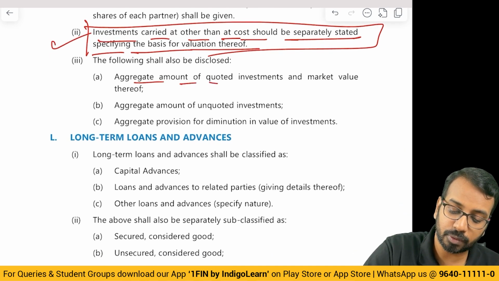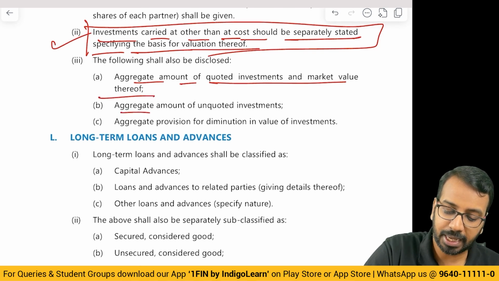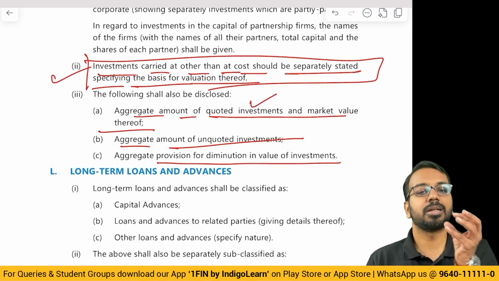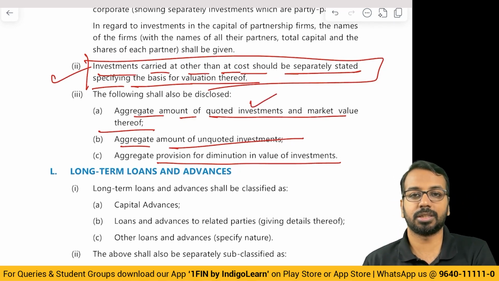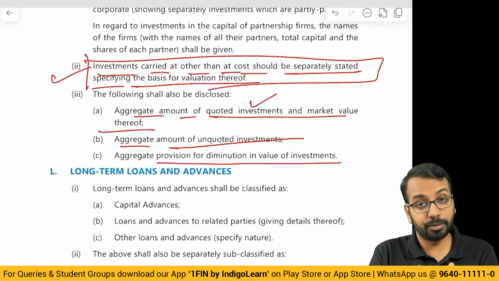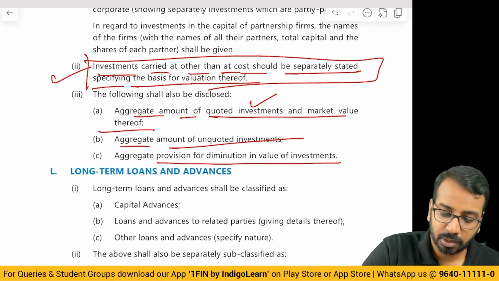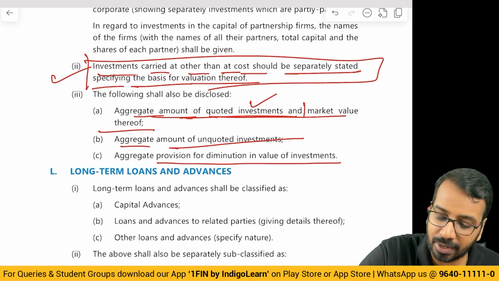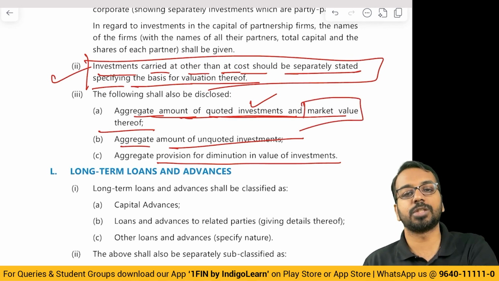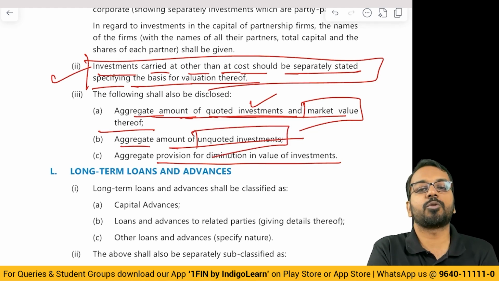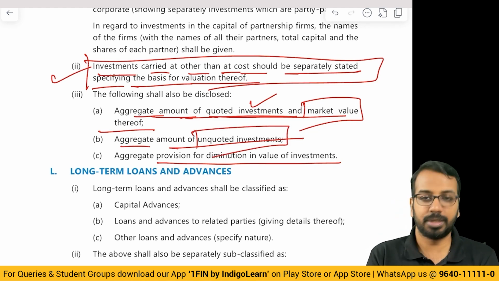Then the aggregate amount of quoted investment and market value, and the aggregate amount of unquoted investment and provision for diminution. Quoted investment means investments which are listed on stock exchanges. For example, if the company has Reliance Industries shares, you will disclose the carrying amount as per books, and the market value as per the closing price. Then if there are any unquoted investments, the total amount of unquoted investment will be disclosed.